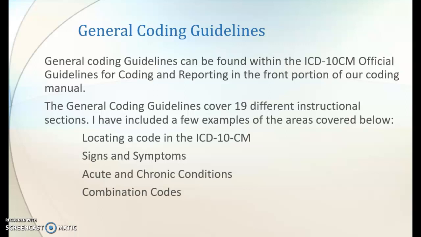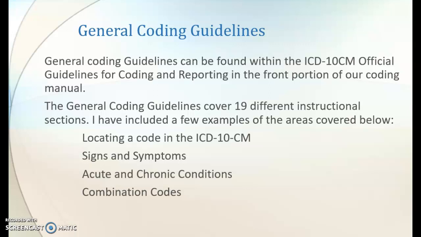This section explains that if the same condition is described as both acute and chronic, and separate subentries exist in the alphabetic index at the same indentation level, code both and sequence the acute or subacute code first.